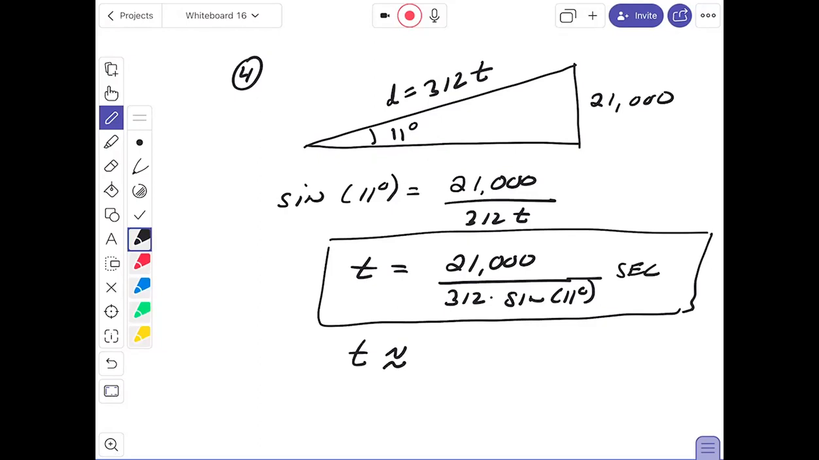So I'm going to write 21,000 on my calculator. I'm going to divide by 312. And I'm going to divide by the sine of 11 degrees. If you can't use your calculator for whatever reason, come by during office hours and we will teach you how to use your calculator, or at least try to help you. All right, what is this going to give me? 352, and we're going to round this to 2 decimal places, by the way. Looks like 75 seconds.